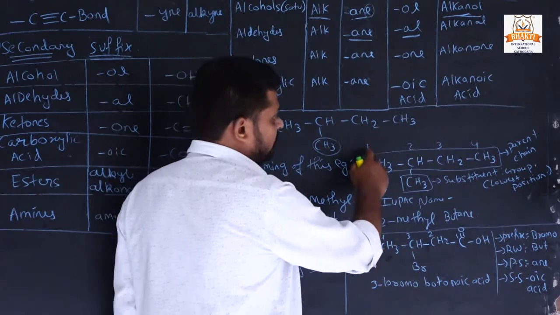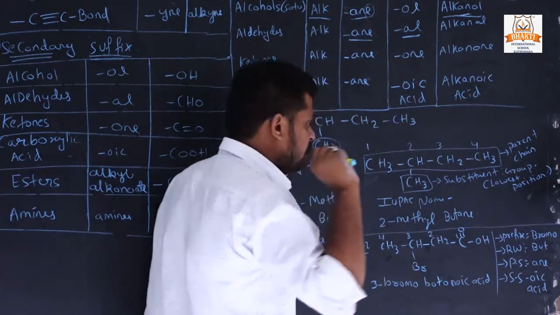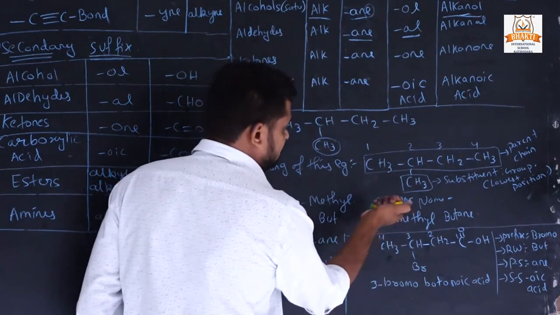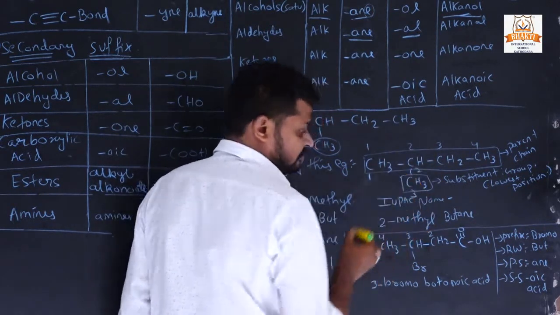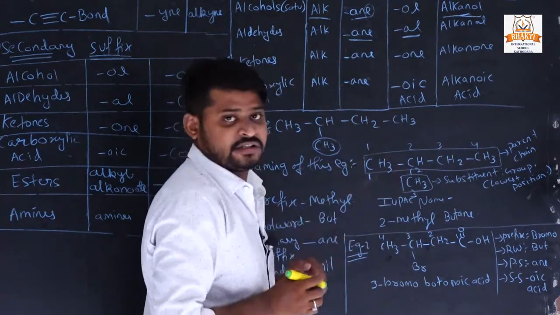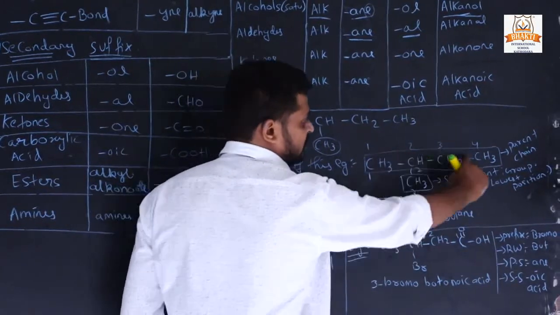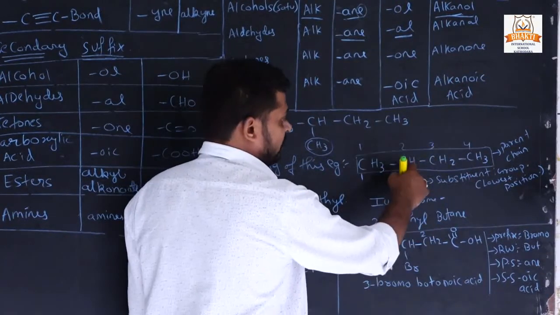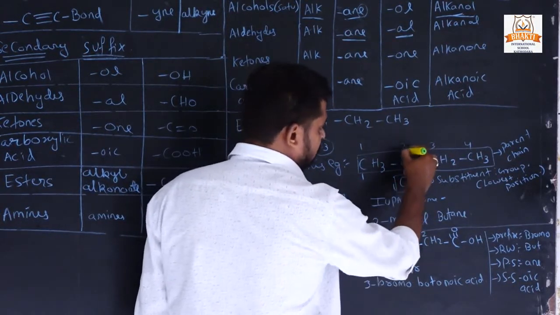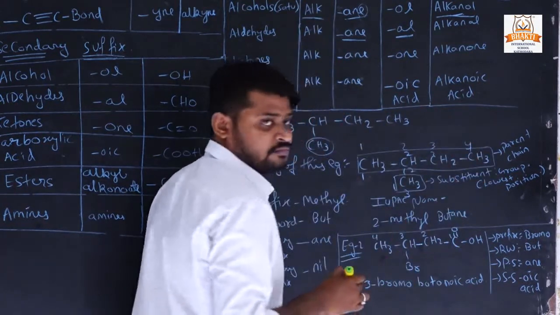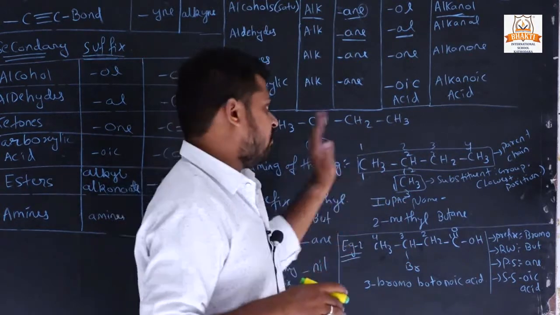So we give numbers 1, 2, 3 and 4. This is the parent chain. Why? When we number the chain here, 1, 2, 3 and 4 carbons are present. Now when we number like this, 1, 2 and 3, only 3 carbons are present, so it is shorter than this. Here in this chain there are 4 carbons, and when we number like this there are only 3 carbons. If we number like this, 1, 2, 3 and 4, then also 4, so we have to select any one.